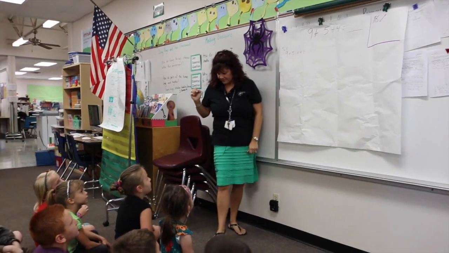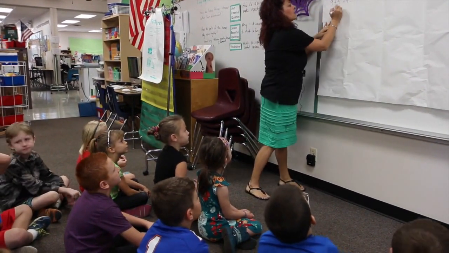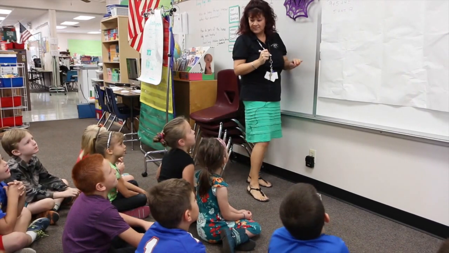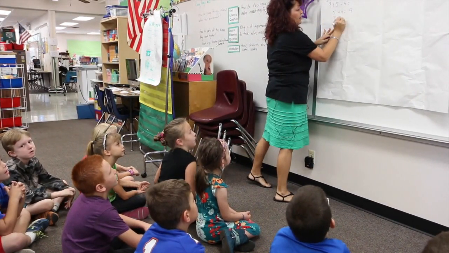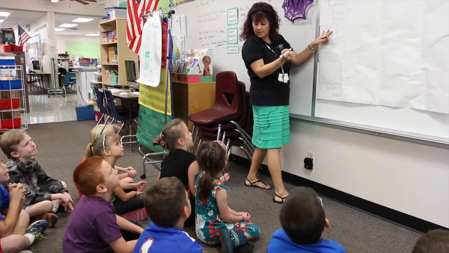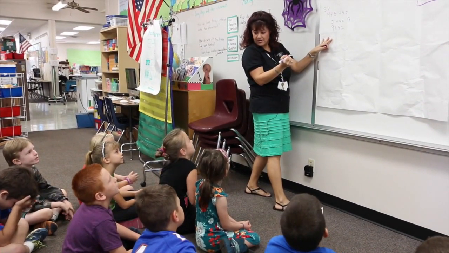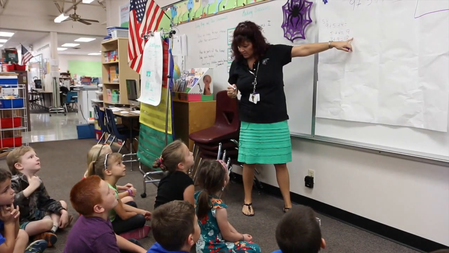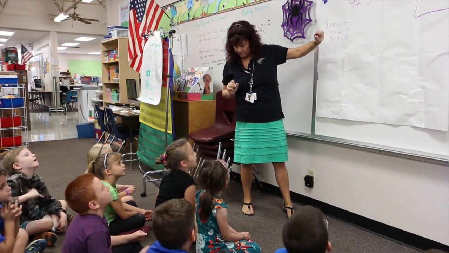I knew that 5 plus 4 equaled 9. And then I just did a doubles fact for 9 plus 9. And then I knew my doubles facts and then made 18. Okay, now you added 5 plus 4 is equal to 9. What did we call that?